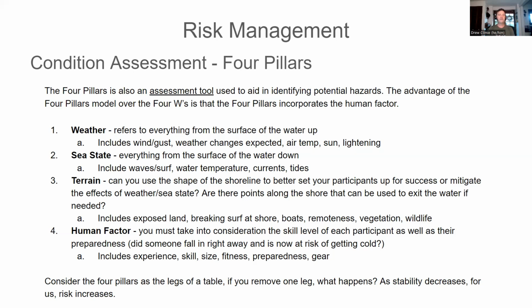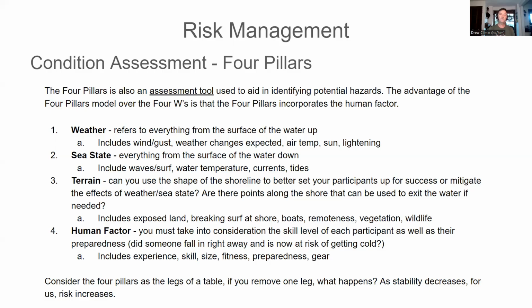So again, 4 pillars, it's taking more into consideration. It's a variation on our 4 Ws. Grouping some of them together in weather, grouping some of them together in sea state, but taking more into consideration of our surrounding area, the surrounding area with terrain, and importantly, very importantly, the human factor.